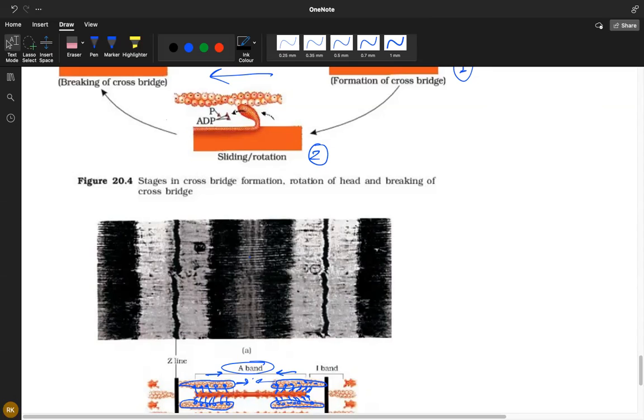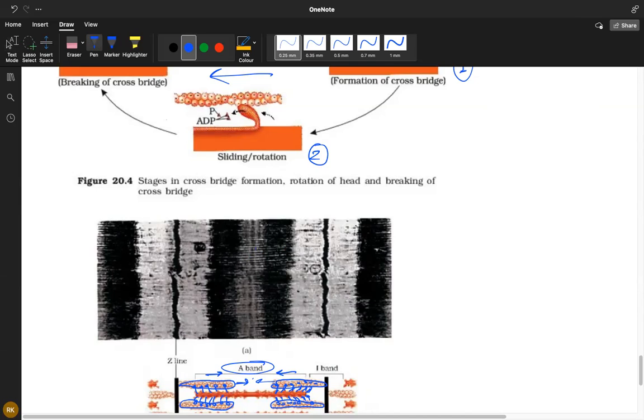Now my question to you is, what will happen to the Z line in response to this pull? So we realize that when myosin attaches to actin, it will pull the actin filaments towards the center of the A band. Okay, cool. But what will happen to the Z line? They are attached to the Z line also. Logically, what do you think will happen?